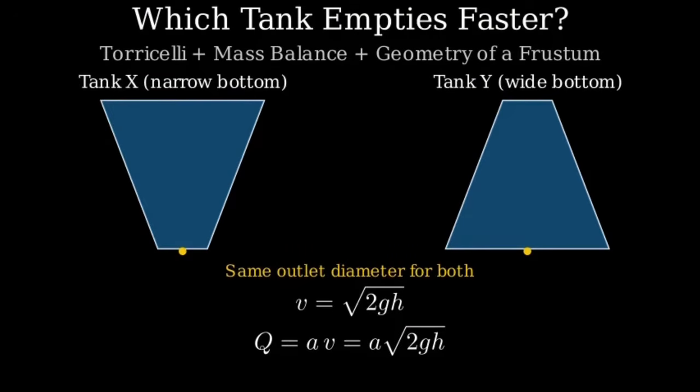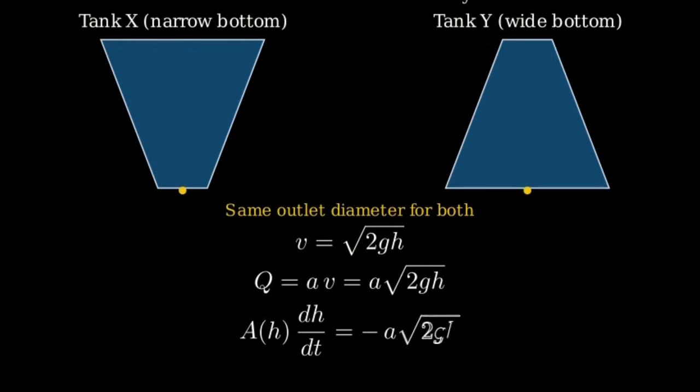Now relate this to how the water level drops. Let capital A of h be the cross-sectional area at height h. A small drop, dh, corresponds to volume A of h times dh. Volume rate change equals minus Q. So A of h times dh/dt equals minus a times the square root of 2gh.